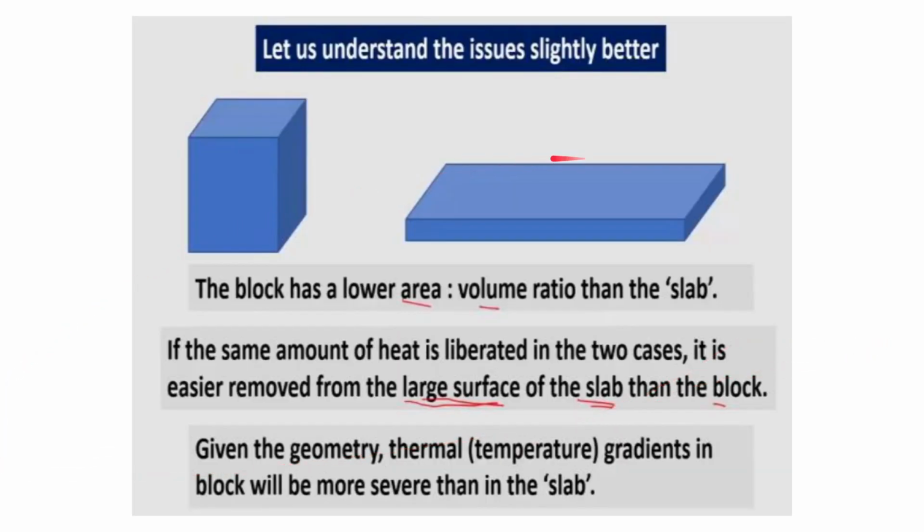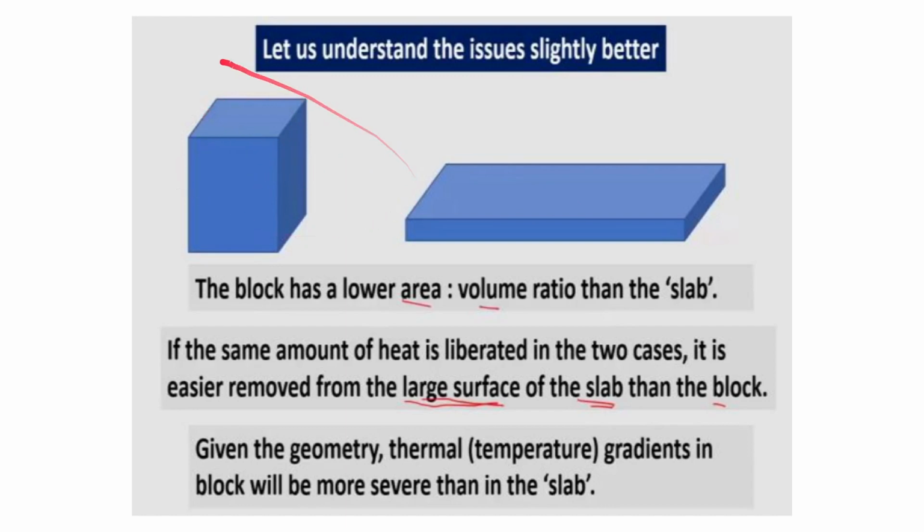So, let us observe these two sketches to understand a little more deeply. The left side is a block, and the right side is a slab, as you can see here. You will find that this block has a lower area to volume ratio, and this slab has a higher area to volume ratio. Area basically is the surface area.